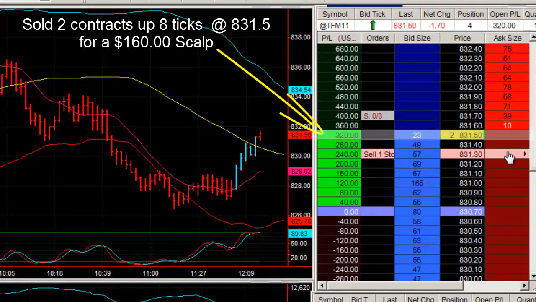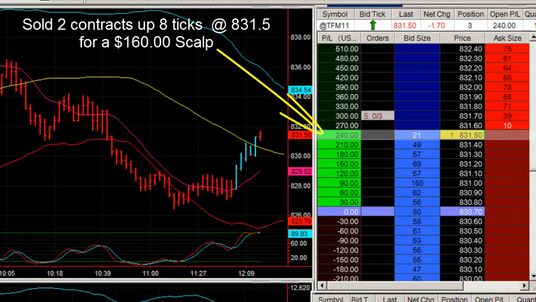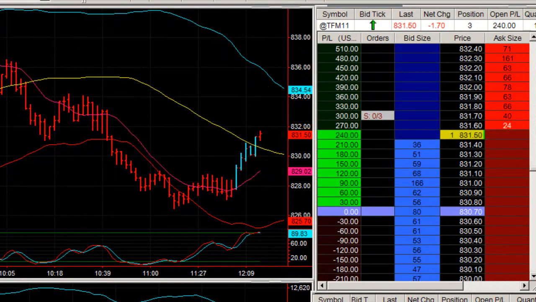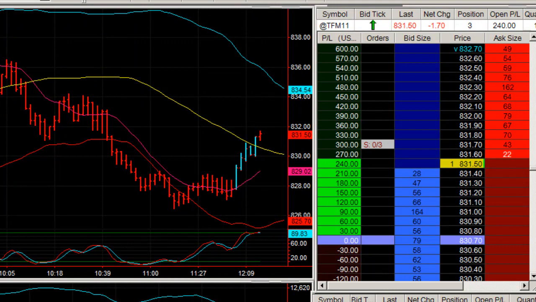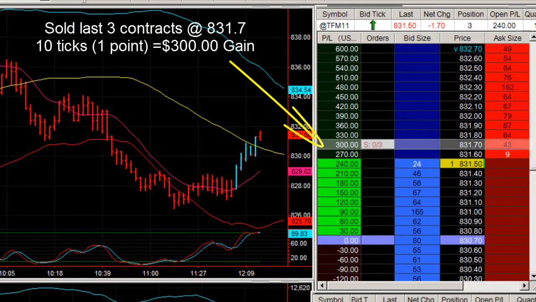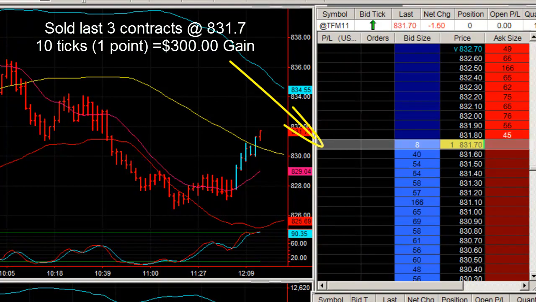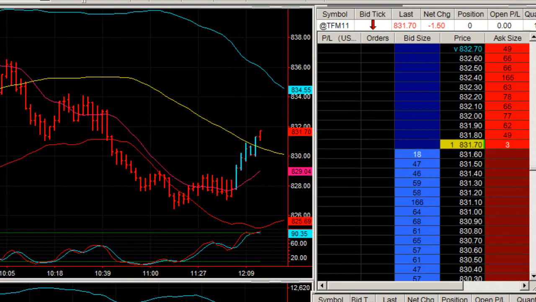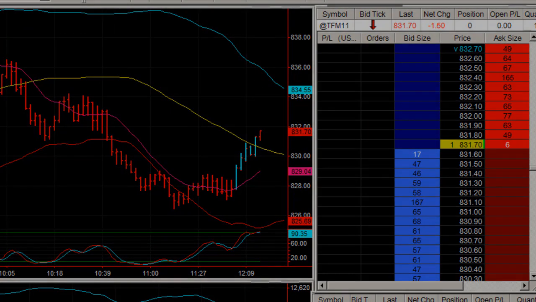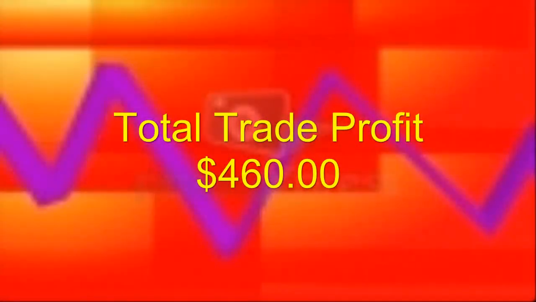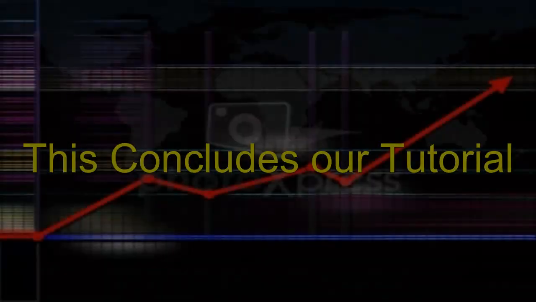Now I'm going to sell 2 contracts, 8 ticks up at 831.5 for $160 scalp. We just made $160 in 2 contracts. We have 3 contracts left. And we just sold it 10 ticks up, which equates to 1 point, and we just made a $300 gain. We made a total trade profit of $460 in this trade with 5 contracts of the TFs.